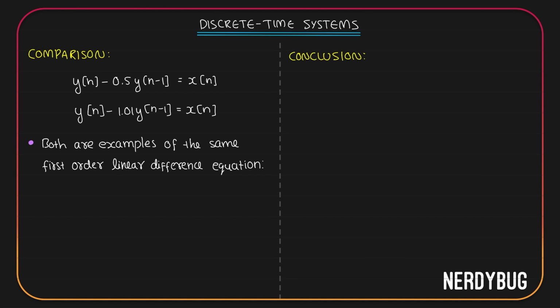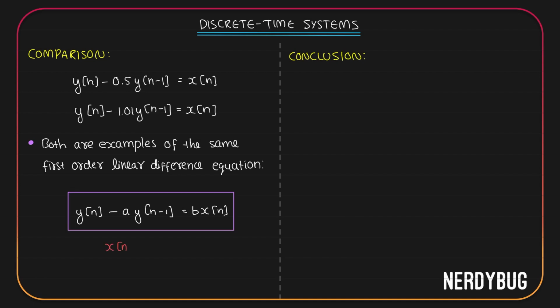As a general form, I can write the first term is y of n, the output, minus some constant a multiplied with y of n minus 1, is equal to, in these cases we have taken x of n, but there could be a constant also. So as a general form, I'll write b x of n, b being a constant. Let's put this in a nice box. Here x of n is input, y of n is output, a and b are constants.